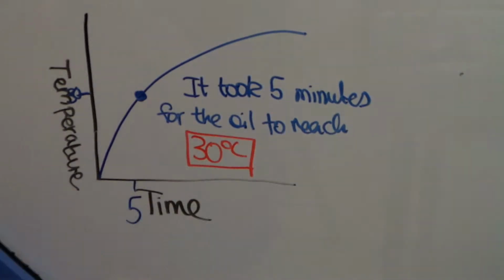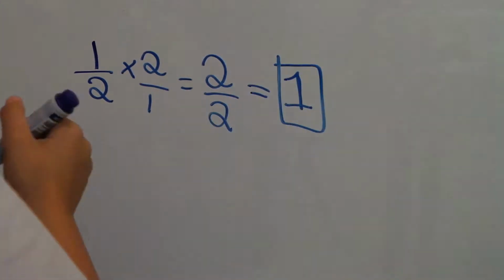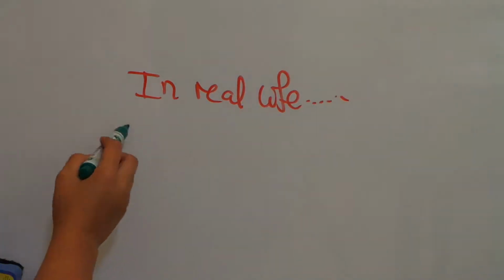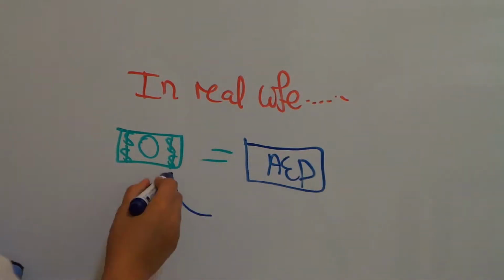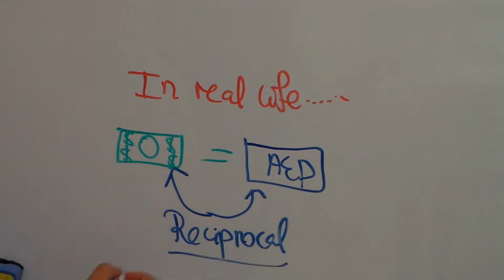A function and its reciprocal always equal 1. For example, a half and 2 over 1 equal 1. Reciprocal relationships are utilized when it comes to currency exchange, which are the rates at which people trade money back and forth from different currencies.